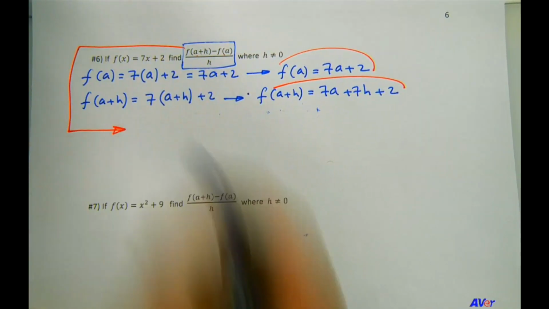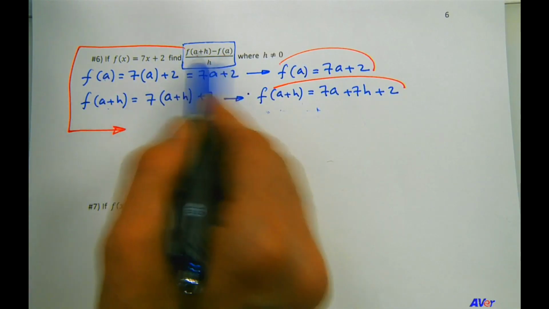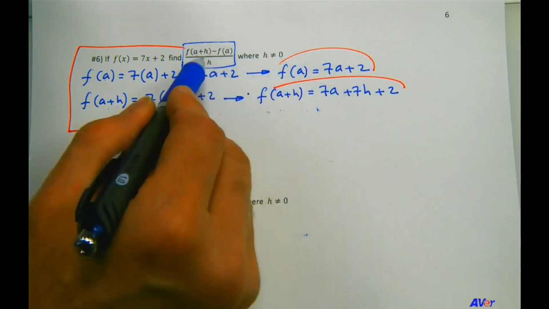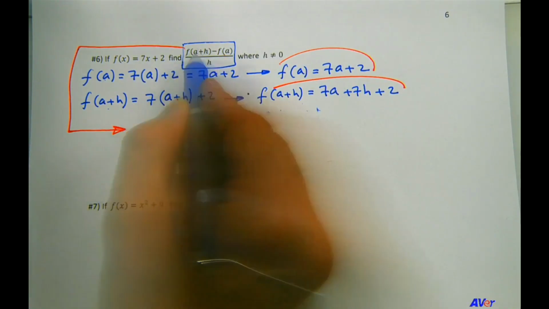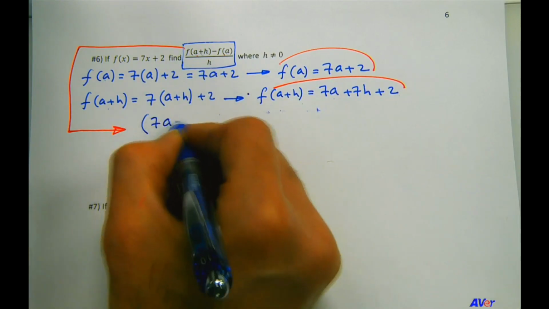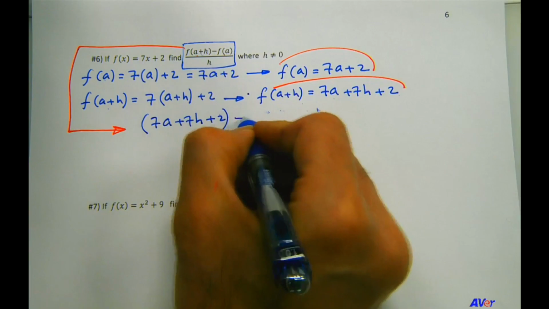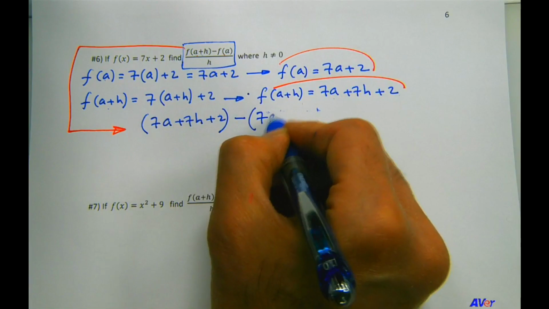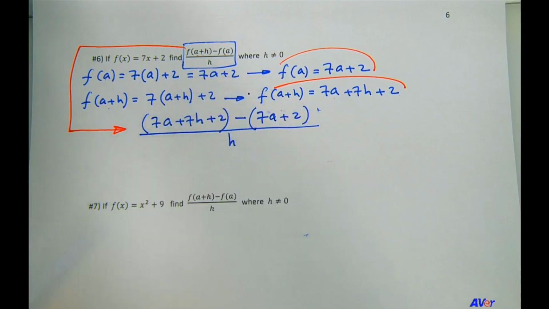That's what I'll do here. Okay, after I've calculated f of a and f of a plus h, because that's what we need, I have these two calculated. Now I'm going to plug these results into this difference quotient. So instead of f of a plus h, I'm going to plug in this whole thing, which is equal to it, right? So parentheses 7a plus 7h plus 2 minus f of a. f of a is equal to all of that. So parentheses 7a plus 2, of course, divided by h, right?